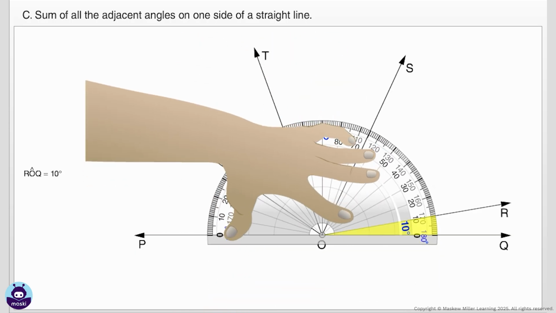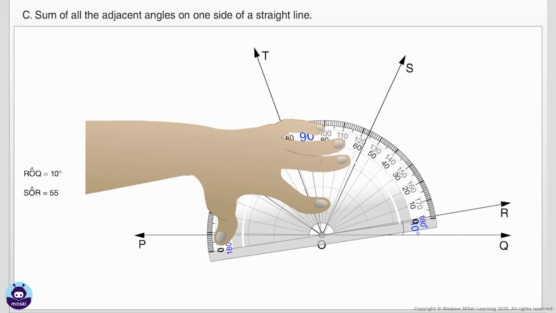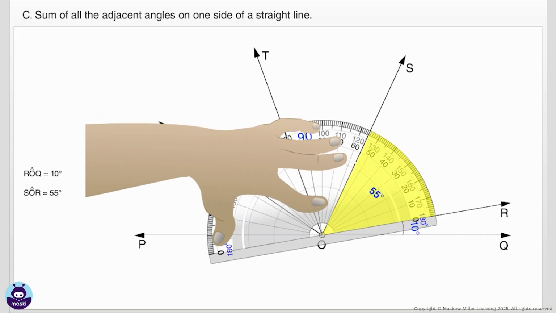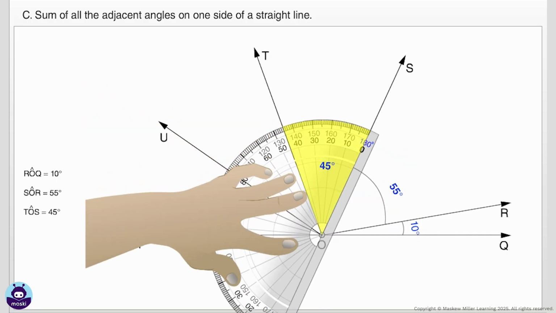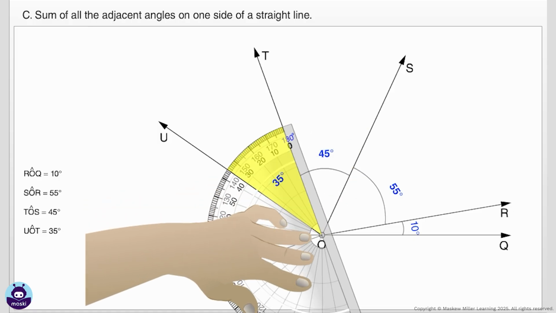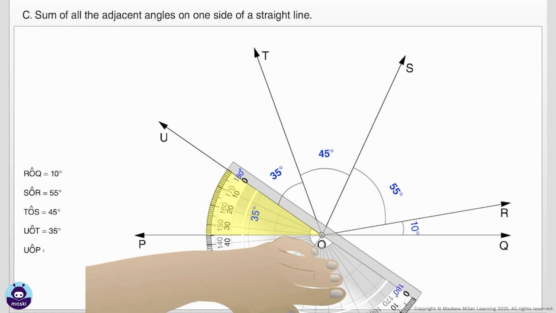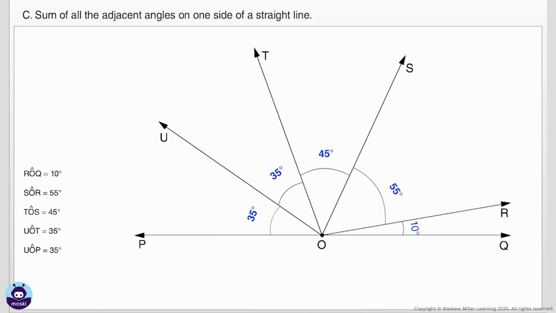Angle ROQ equals 10 degrees. Angle SOR equals 55 degrees. Angle TOS equals 45 degrees. Angle UOT equals 35 degrees. Angle UOP equals 35 degrees.